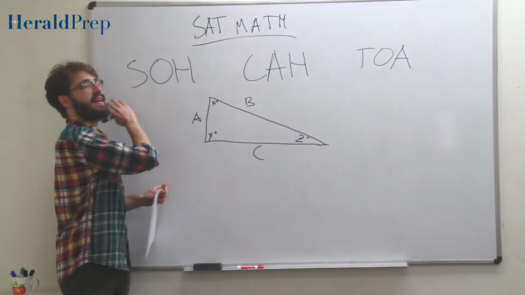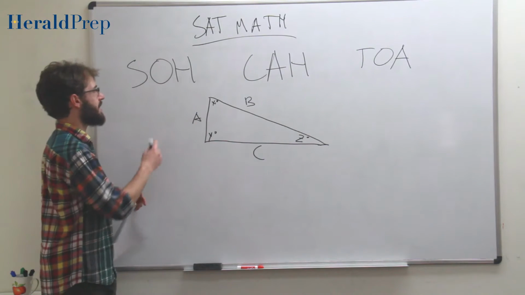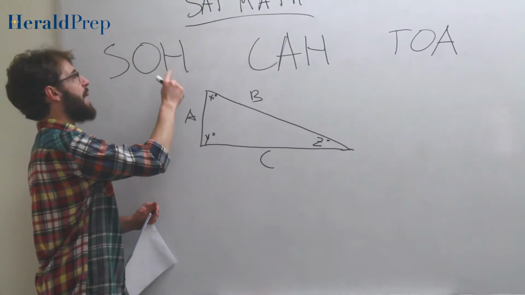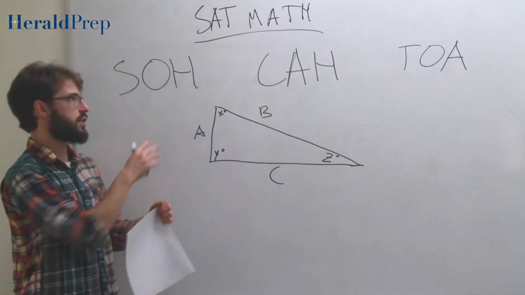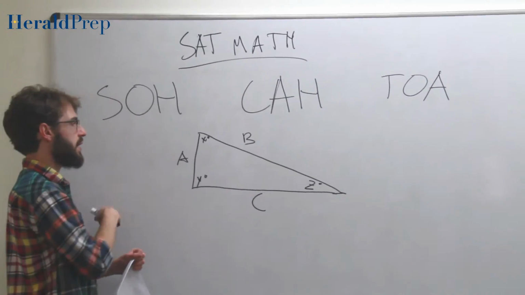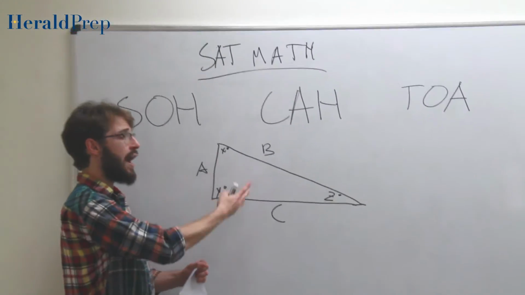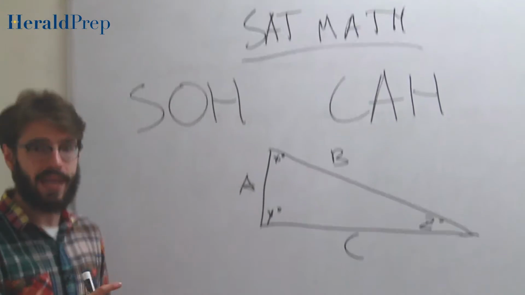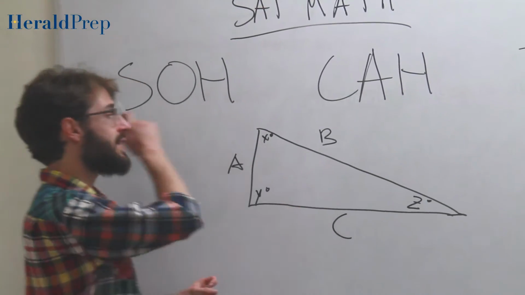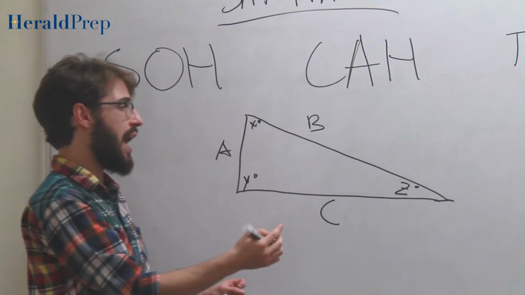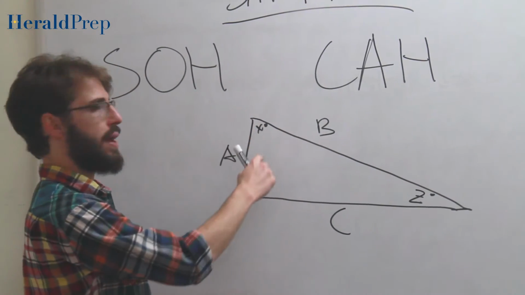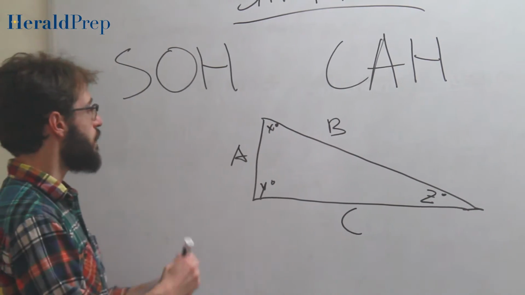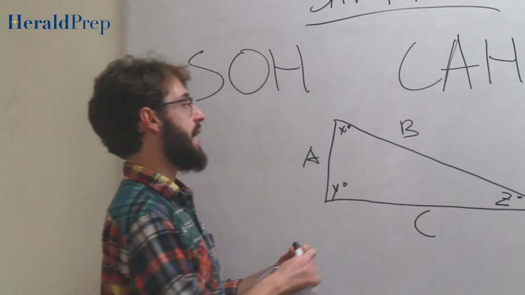SOH defines the sine function, and what it stands for is sine equals opposite over hypotenuse. Okay, so what do opposite and hypotenuse mean? Each of those refers to a side of this triangle, a side length. Now, which one depends on which angle we are finding the sine of. We can find the sine of our angle measures for angle X, Y, or Z. Any of them work. For our first example, we'll use angle X.